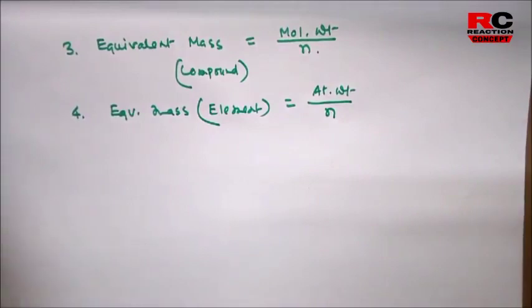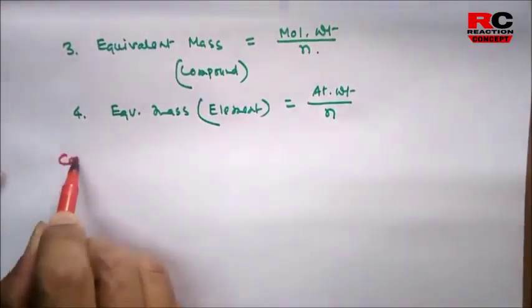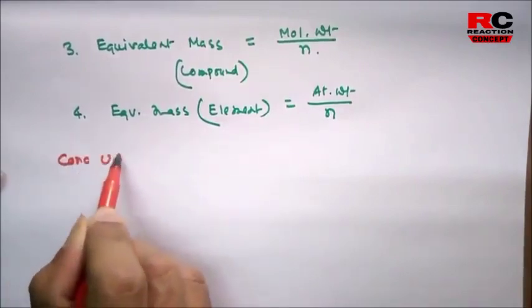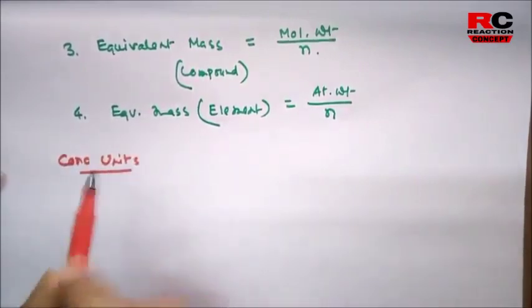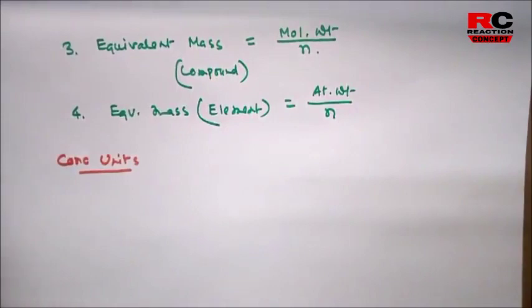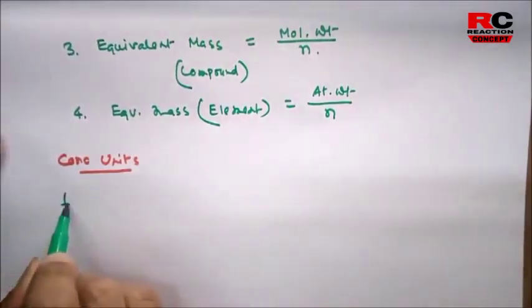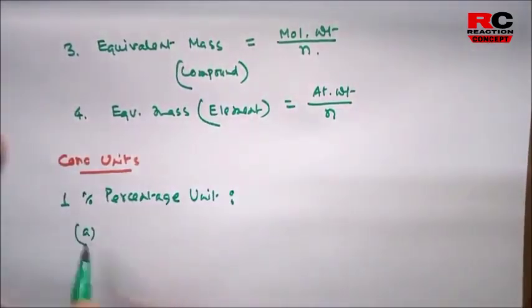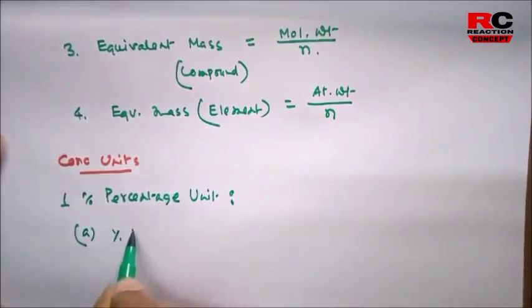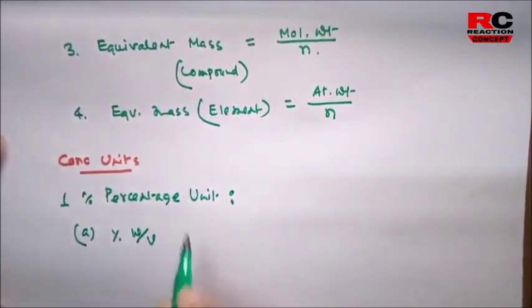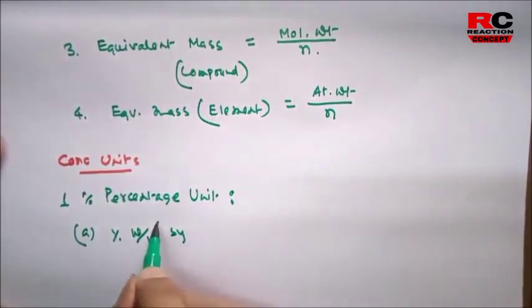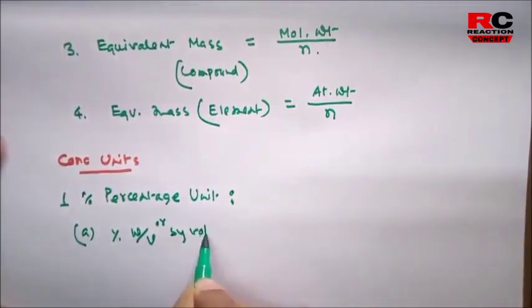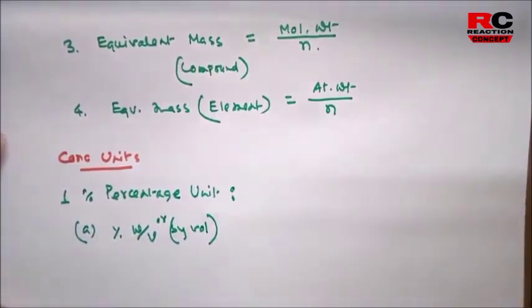Now we will discuss the different concentration expressions. Different concentration units will be discussed here for solution. Number one is the percentage unit. There are 4 percentage units, and these are percentage of W by V. It is also known as weight by volume concentration, or by volume.